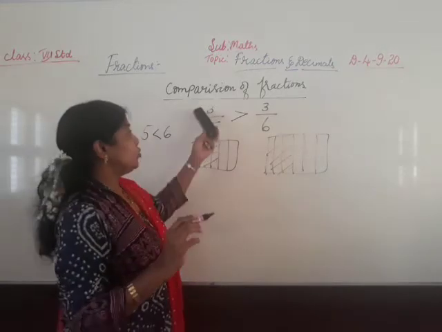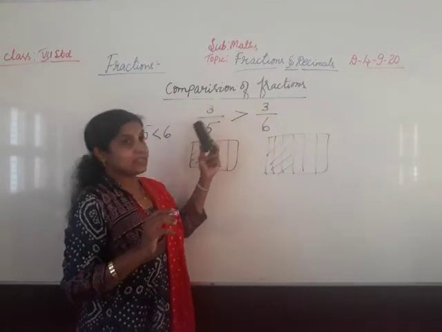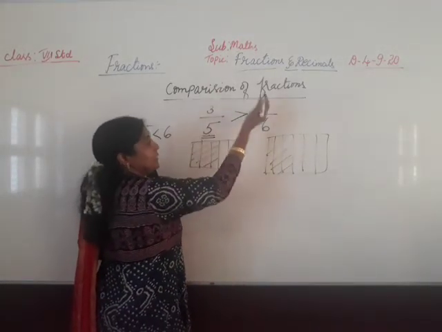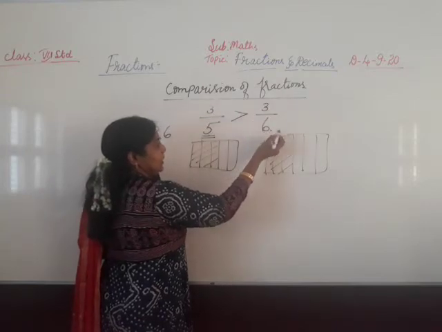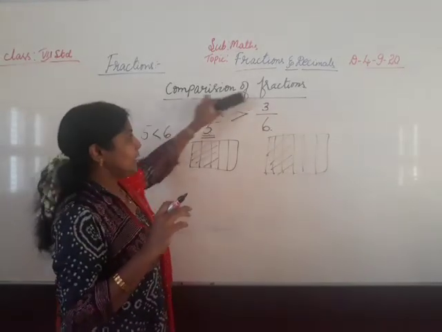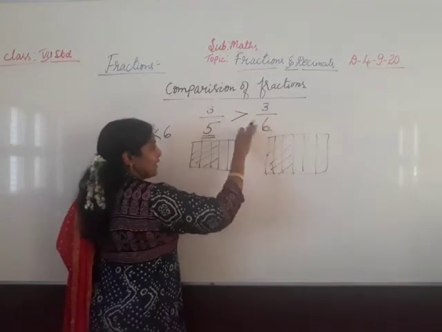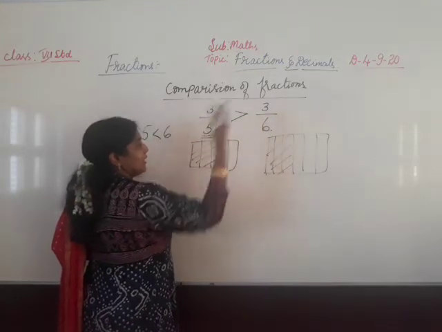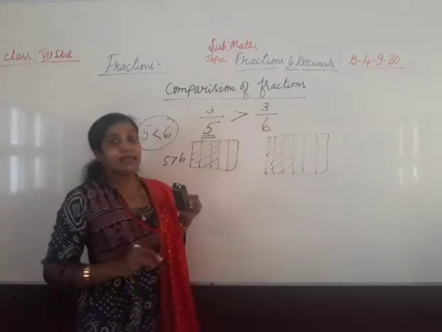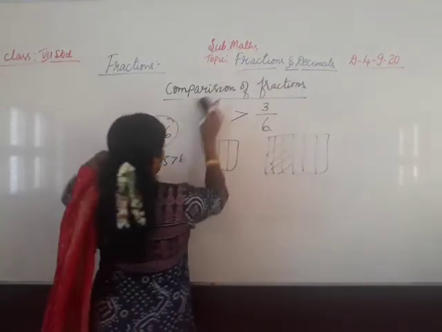So, when the numerators are the same, the fraction having the lesser denominator has the greater value, and the greater denominator has a lesser value. It becomes opposite. So when numerators are the same, 5 becomes greater than 6 when we compare fractions. One more example I will take.